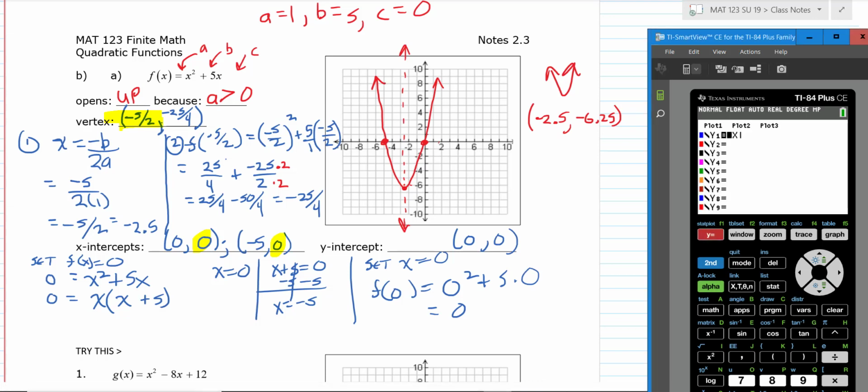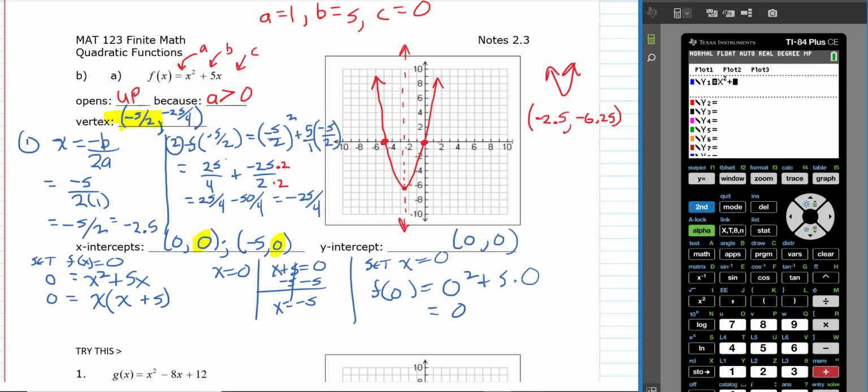So all of this stuff can be checked and verified. I want to show you how to do that. You don't want to just learn how to graph by just pressing buttons on your calculator, because you don't really understand concepts as well that way. So just go y equals, put in x squared, and plus 5x. Okay, standard window, you can go zoom 6, and it's got everything you need.